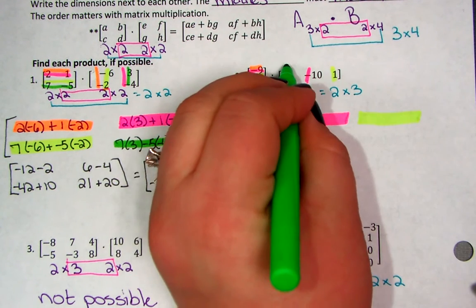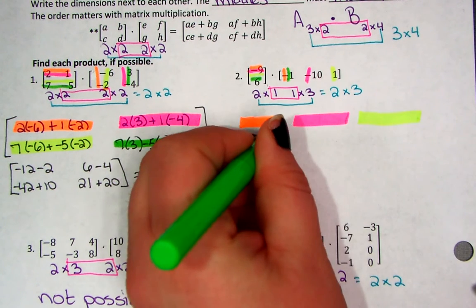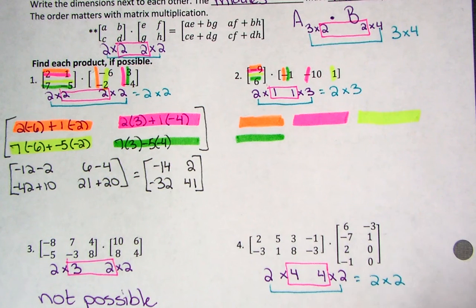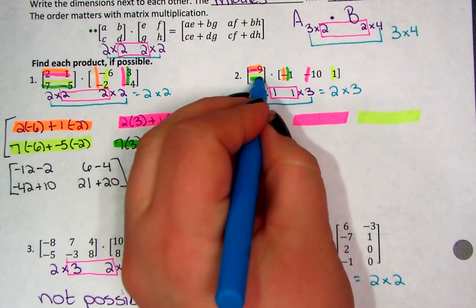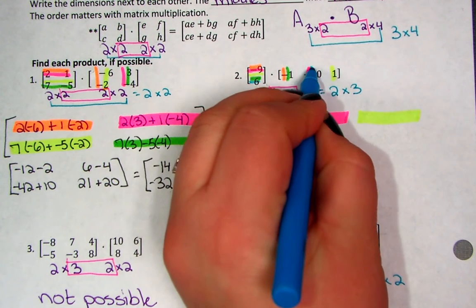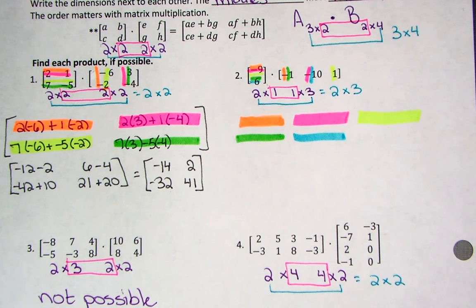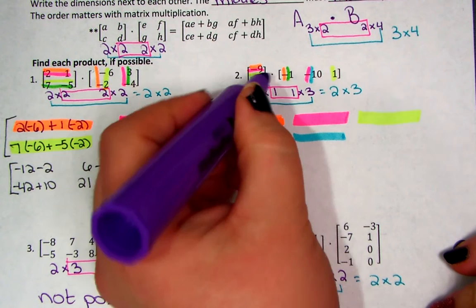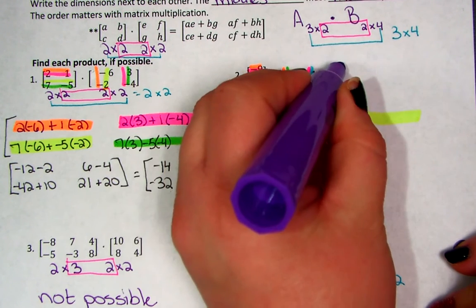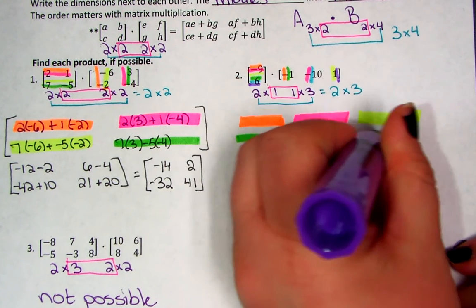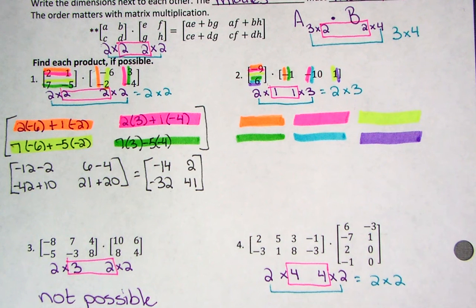Second row, first column, goes in the second row, first column. Second row, second column, goes in the second row, second column. And finally, the last row, last column, goes in the last row, last column. So now you can just look at the colors to decide what goes where.